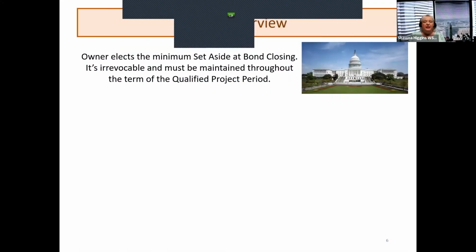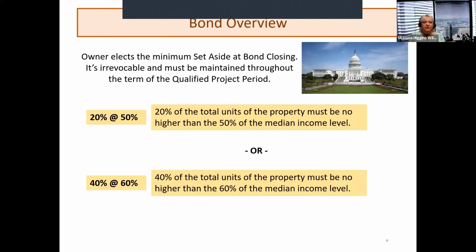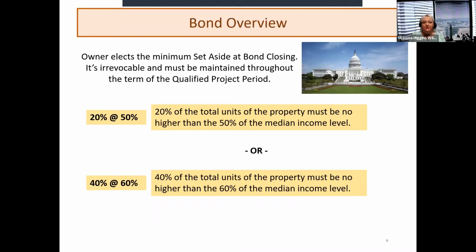Okay, so when someone is going to get bonds on their property, the owner elects the minimum set-aside at bond closing. It's an irrevocable choice, and it must be maintained throughout the term of the qualified project period. There are two set-asides. There's 20 at 50, which is 20% of the total units of the property must be no higher than 50% of the area median income. Or there's 40 at 60, which is 40% of the units of the property must be no higher than 60% of the area median income.